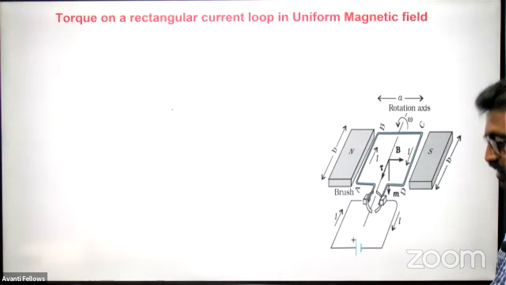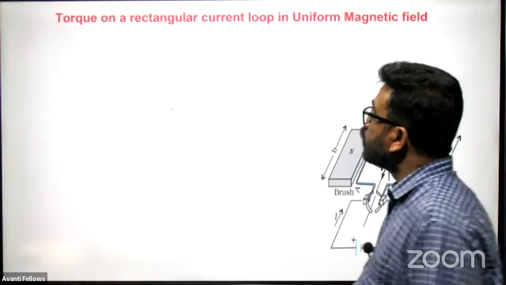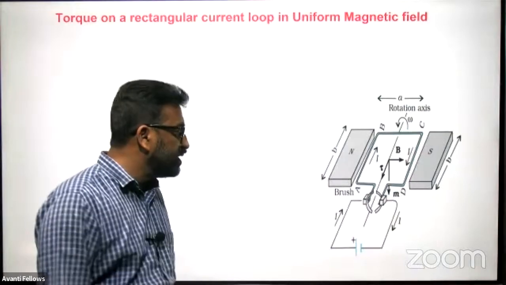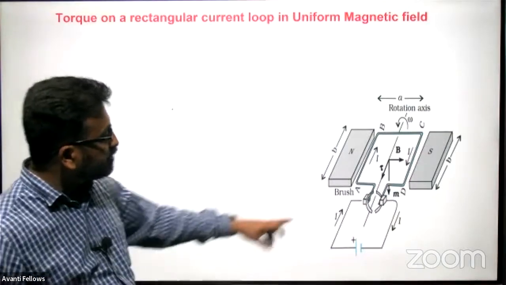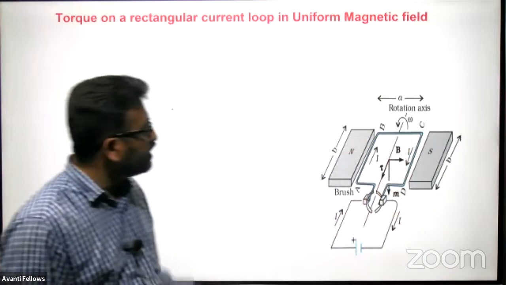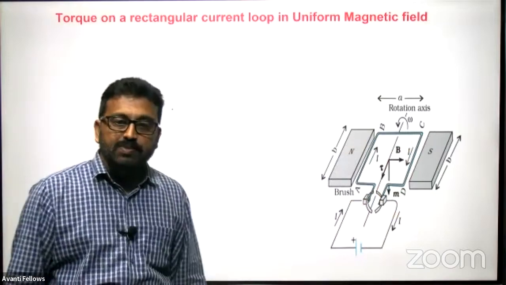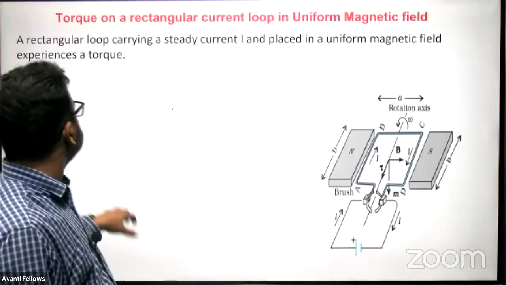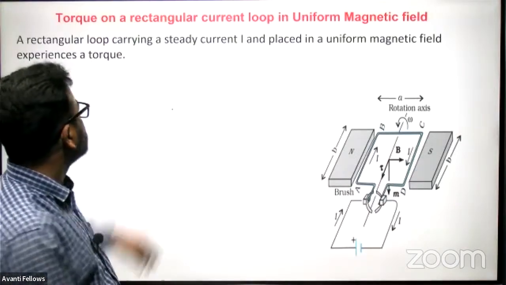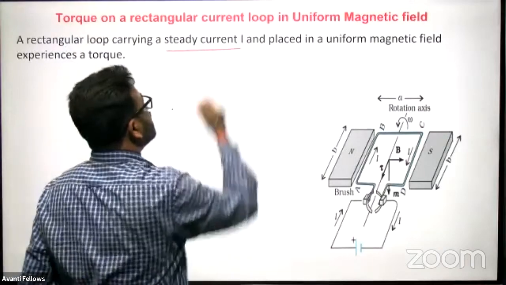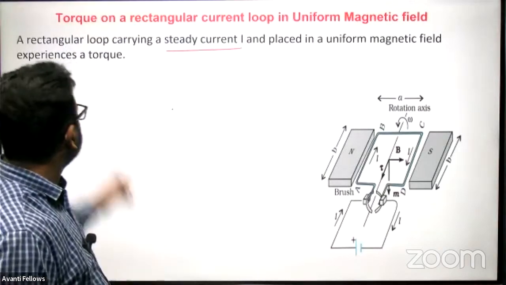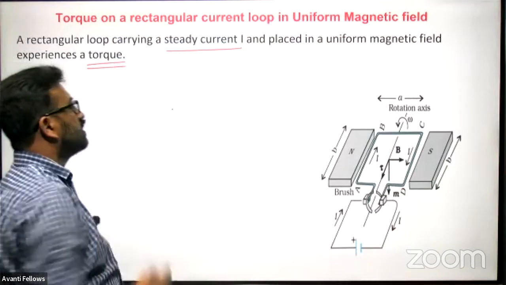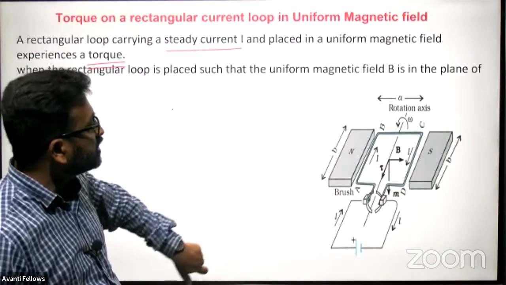Now, another important concept: torque on a rectangular current loop in a uniform magnetic field. A rectangular current loop is kept in a uniform magnetic field. How much will be the torque experienced by the rectangular current loop? Let us see. A rectangular current loop carrying a steady current I and placed in a uniform magnetic field experiences a torque. And how it experiences a torque, let us see.